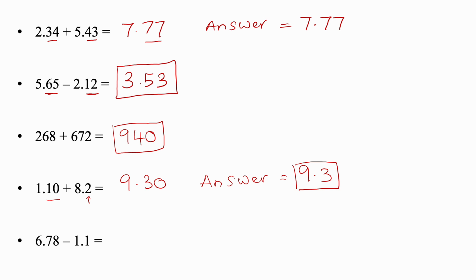6.78, here you have 2 decimal places, 1.1 has only 1 decimal place. Again, you are carrying only 1 decimal place to your final answer. Even though the calculator shows you 5.68 as your answer, with the correct number of significant figures, your answer should be 5.7 after rounding off to 1 decimal place.